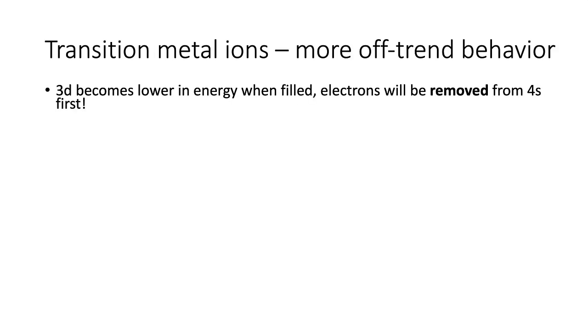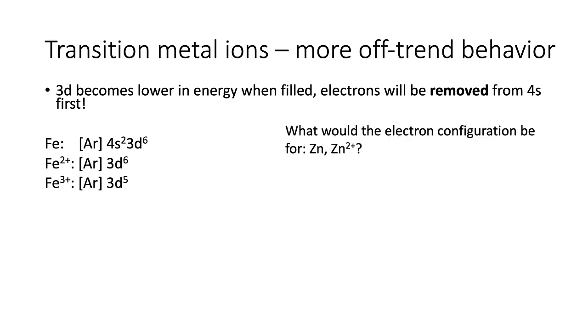Okay, what is some more off-trend behavior? Well, we said when they're filled, we're going to remove from 4s first. So let's consider iron. Iron is argon with 4s2 3d6. This is just regular iron in the initial state. But if we have iron 2+, we're going to remove those 2 electrons from 4s before we remove from 3d. And therefore, we're going to be left with 3d6. And if we have iron 3+, we're going to have 3d5 because we're removing yet another electron, and this will be the electron configuration for iron 3+.